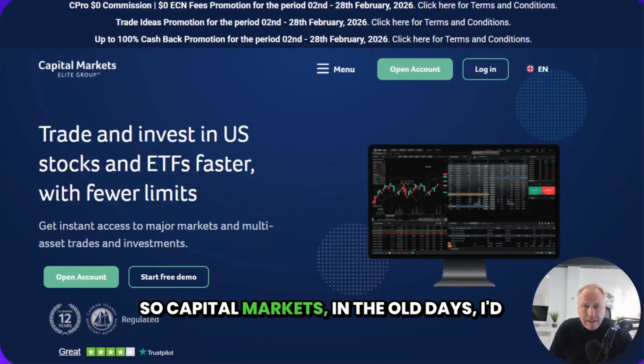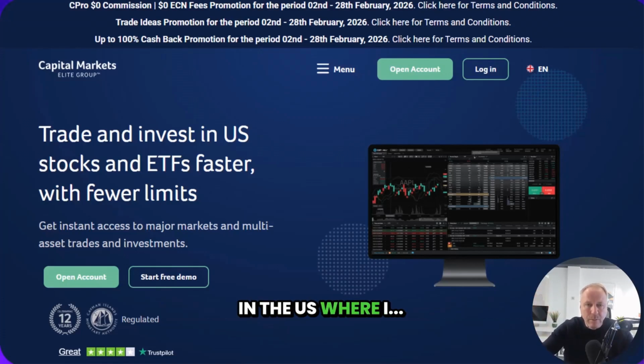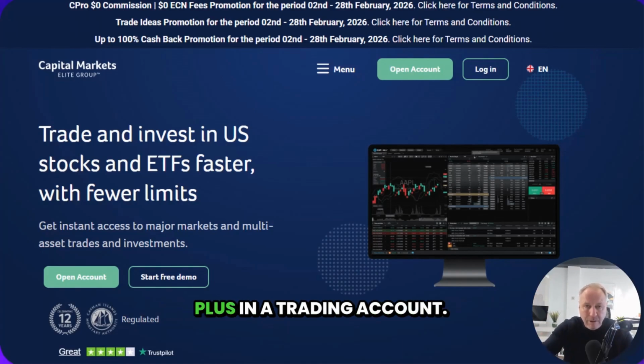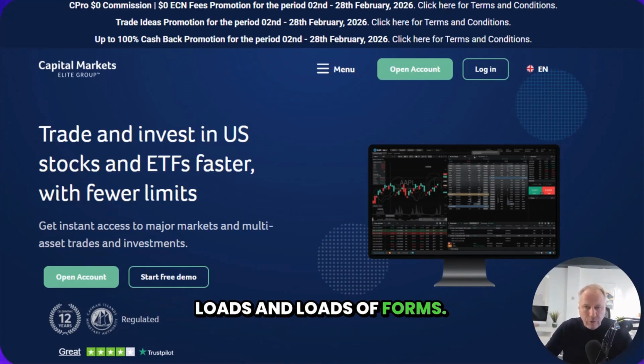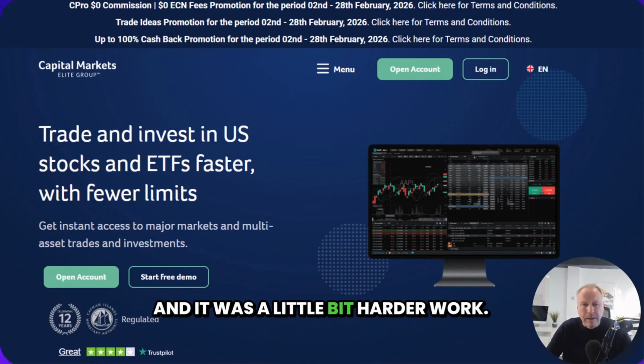So capital markets, in the old days, I'd have to send $25,000 to cover the PDT rule in the US, where I could only trade with a minimum of $25,000 plus in a trading account. So I'd have to send my money over, fill out loads and loads of forms, and when I take the profits, got to send it all back, and it was a little bit harder work.